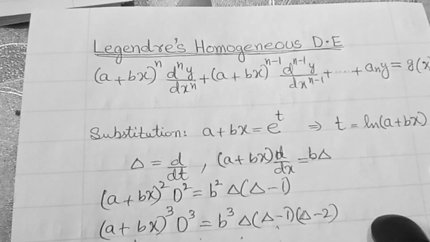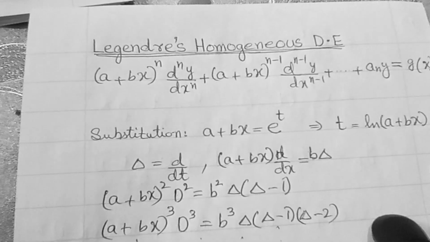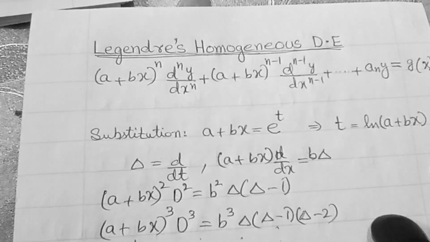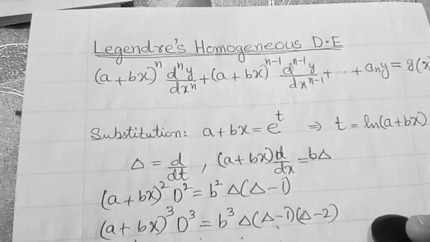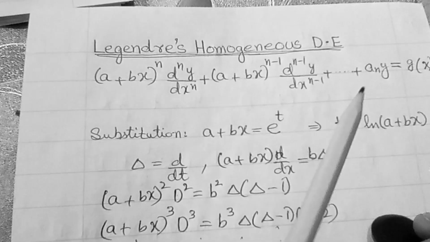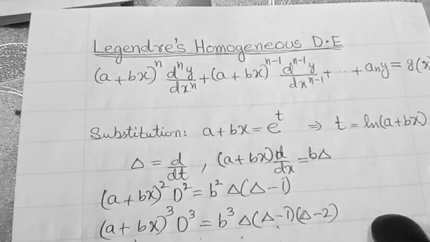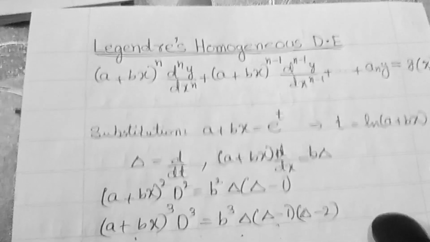So this kind of differential equation, when we have a polynomial, what is the difference between Legendre's and Cauchy's differential equation? In Cauchy's differential equation, we have only x in the coefficient of the differential, but here we have a polynomial in the coefficient of the differential. Everywhere, similar polynomials are in the coefficient of the differential. Here a plus bx and also a plus bx, and in the rest of all terms we will have a plus bx. So this kind of differential equation is known as Legendre's homogeneous differential equation.